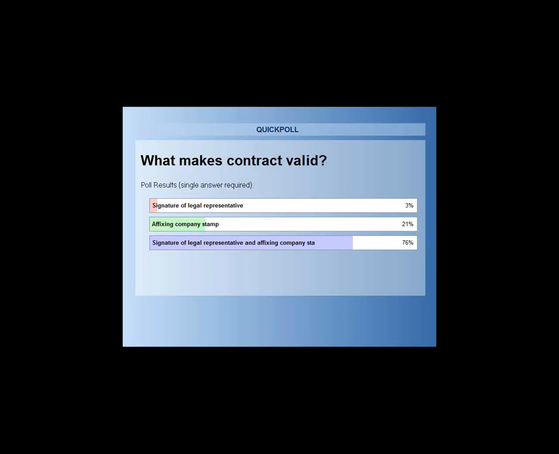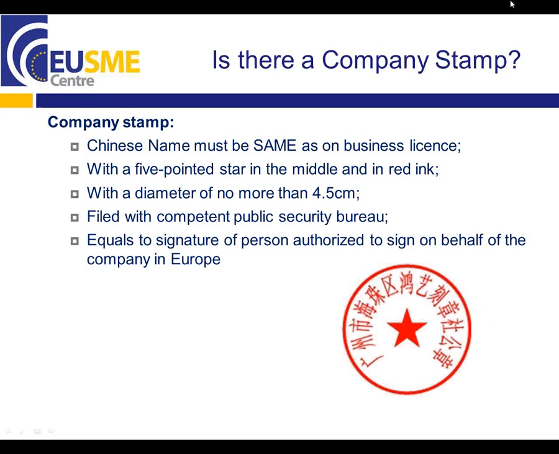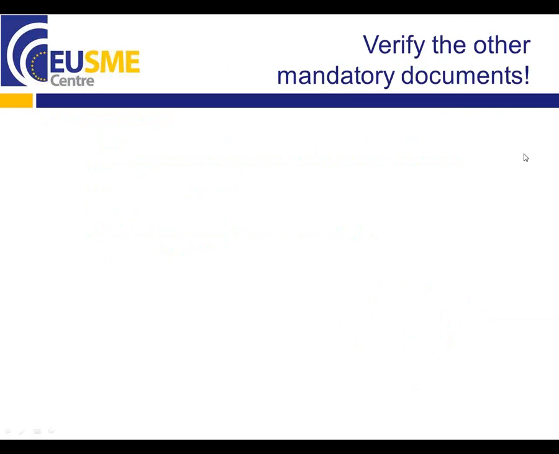Now again, to stress why the company chop is important, it equals the signature of a person authorized to sign on behalf of the company in Europe. So, yeah, this was about the company stamp. Now we go to other mandatory documents.